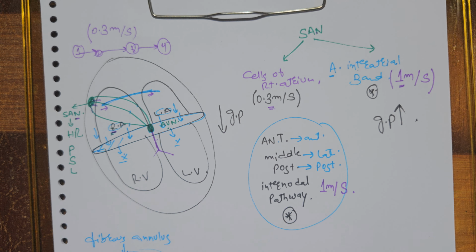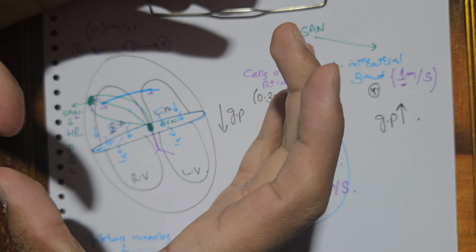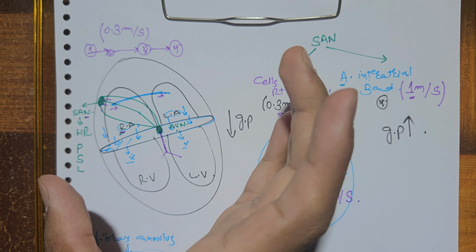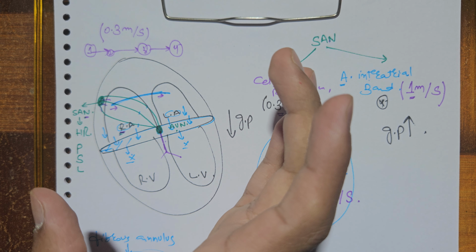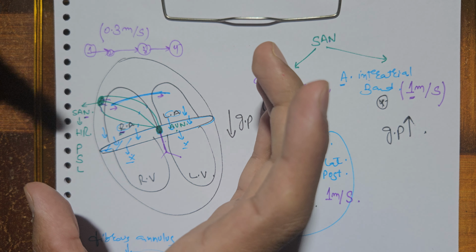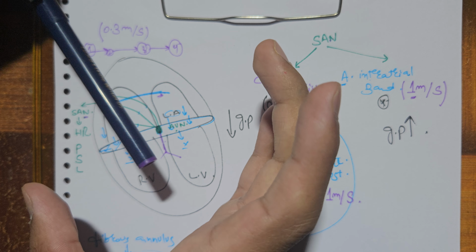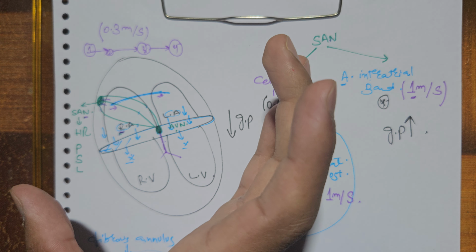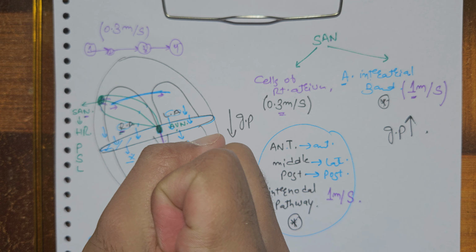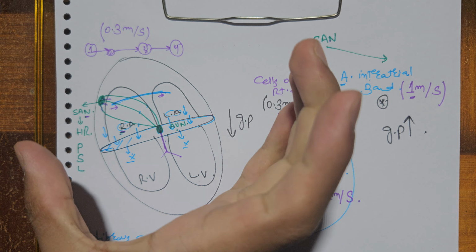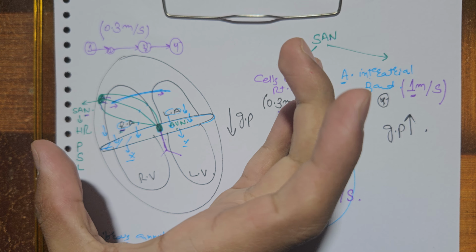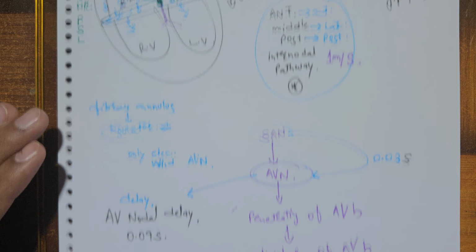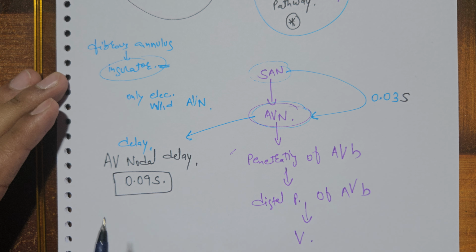Why is it important? We know this right here is the ventricle, and this right here is the atria. We need the ventricles in a relaxed state so that all the blood from the atria comes into the ventricles. When the blood is filled in the ventricles, then the ventricles will contract. Is that clear? So for adequate ventricular relaxation, when the atria are contracting, we need some time. This time is given by this AV nodal delay of 0.09 seconds.